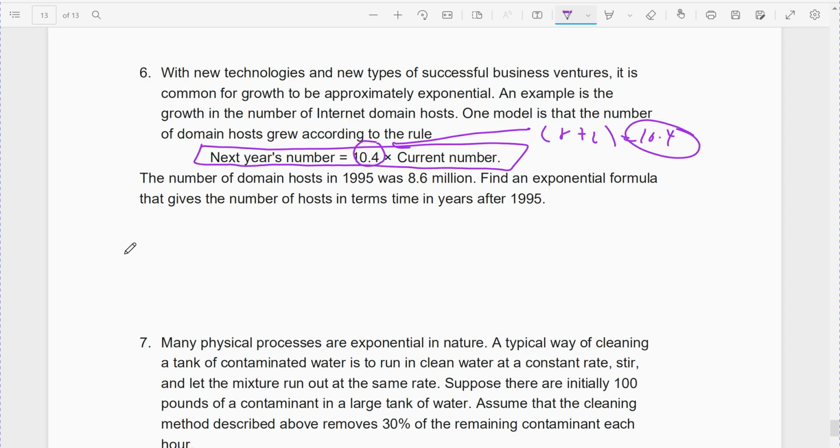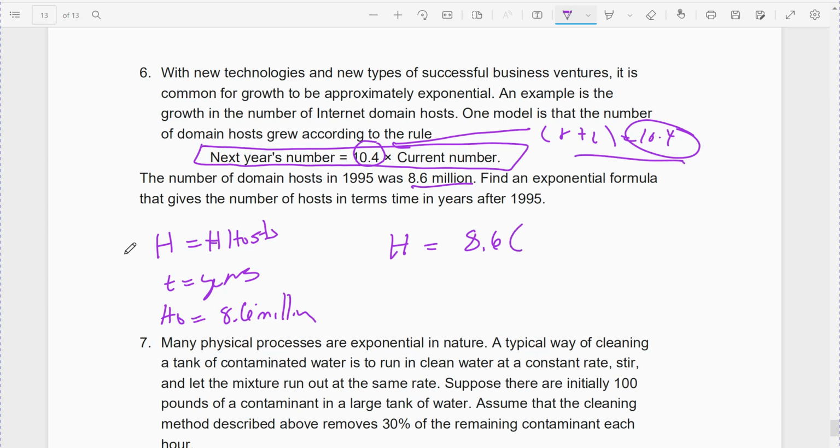And so when you want the formula that gives the number of hosts, I'm going to let H be the number of hosts. T is years. And so the number of years is that 10.4. I forgot my current number. So that's my initial value, 8.6 million. So it's the initial value, 8.6, times our r plus 1, which is the 10.4 raised to the t.